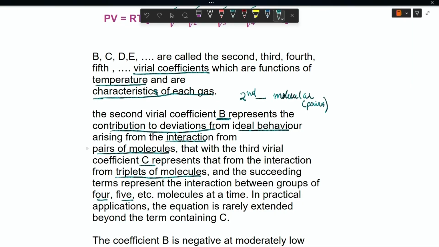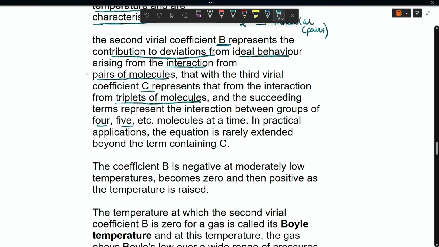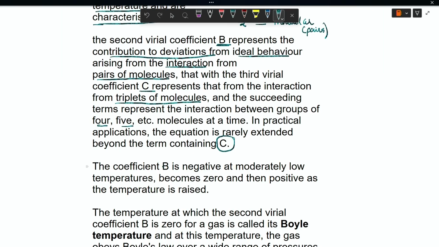Usually, in practice we mostly consider 2 molecules together, and therefore in practical applications we do not extend the equation beyond C. C, for triplets, is the maximum case, and after that we do not consider the virial equation, because in practice we do not have such big clusters interacting together. It can be either 2 or 3, that is the maximum possible noted so far.